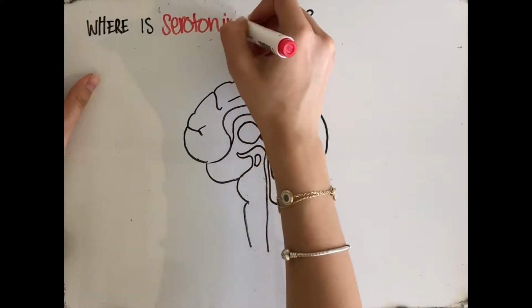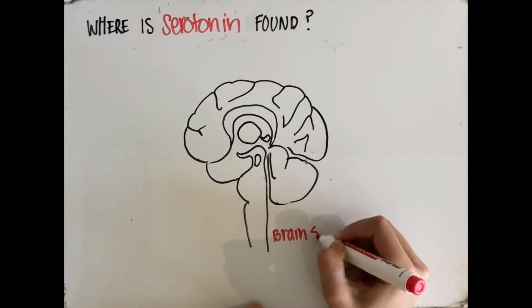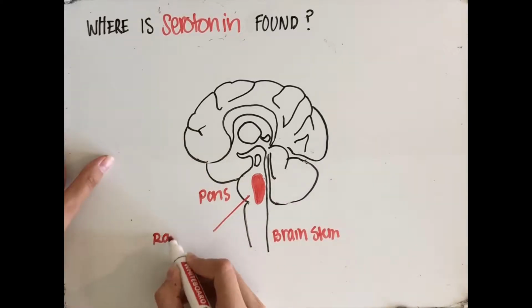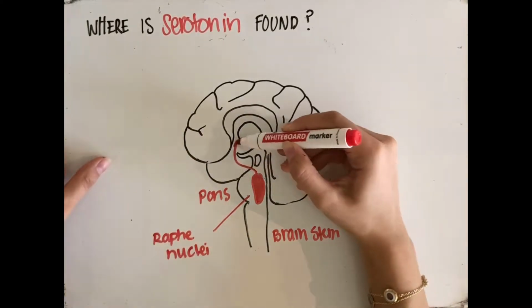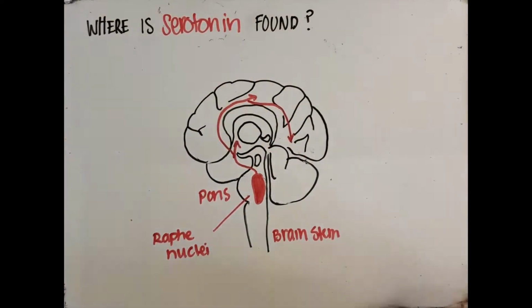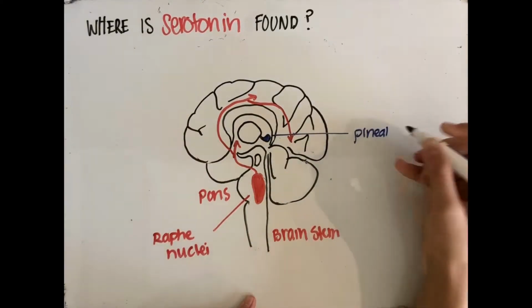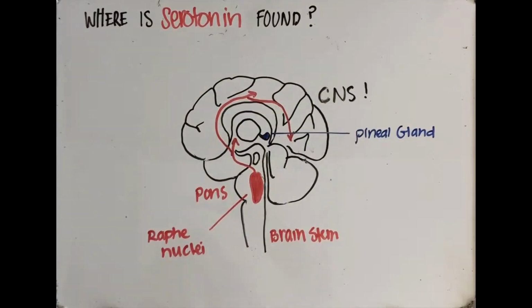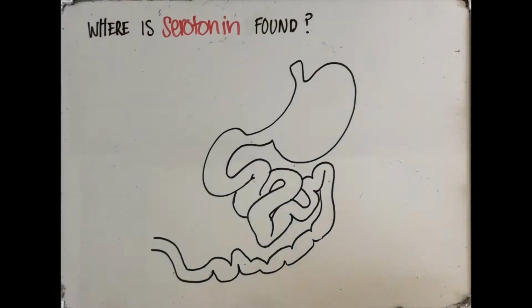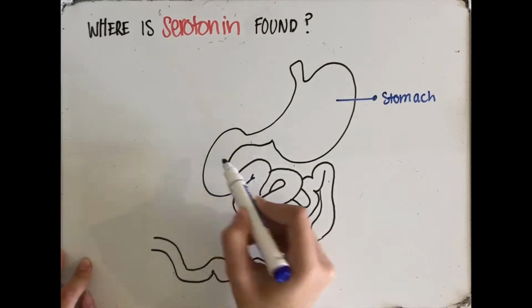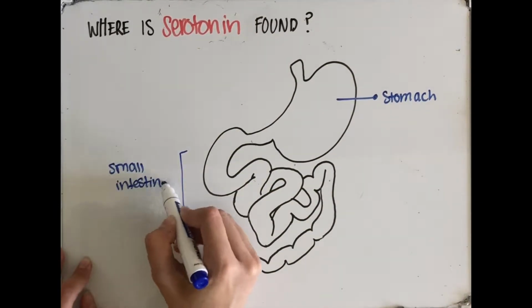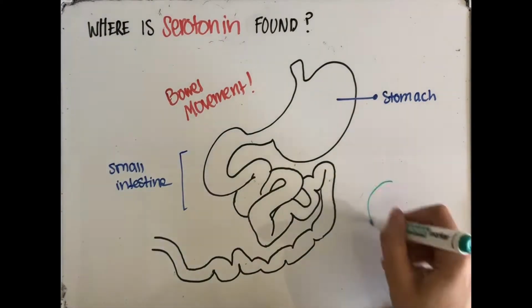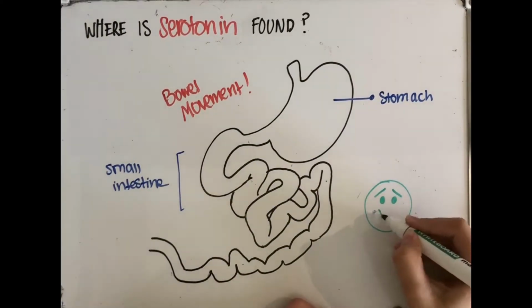So where is serotonin found? It's found mainly in the brainstem, in clusters of neurons called the raphe nuclei, which branch out throughout the brainstem and the brain to provide serotonin to the rest of the central nervous system. And it's also found in the pineal gland. Serotonin is also found in the stomach and intestines because it controls bowel movements. And this is why it's very often that this can cause you to feel nauseous.